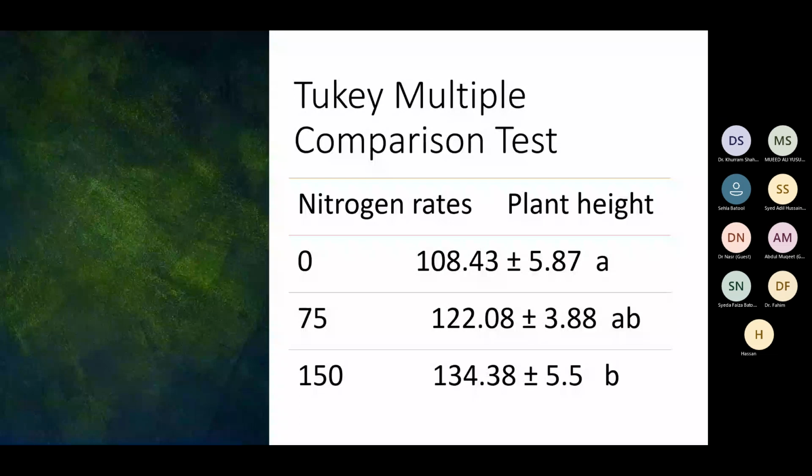So can anybody tell me what is on top? What nitrogen rate can I recommend to farmers? 75, 150, 0. Can anybody make a conclusion about which one is the best, in the top position, and can be recommended to the farmers? So use 150 nitrogen rate to get higher plant height. Can anybody tell me which nitrogen rate I should recommend to farmers?